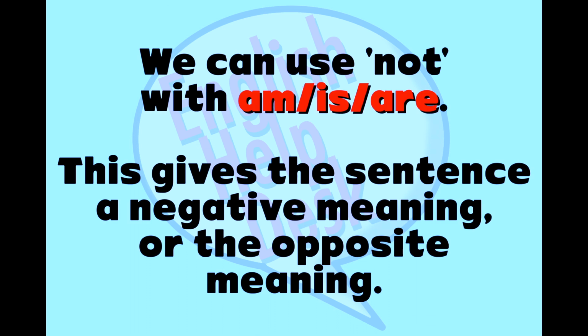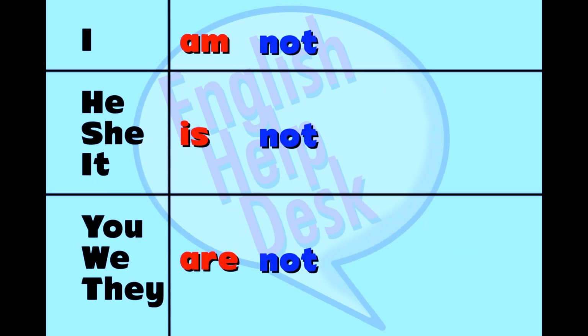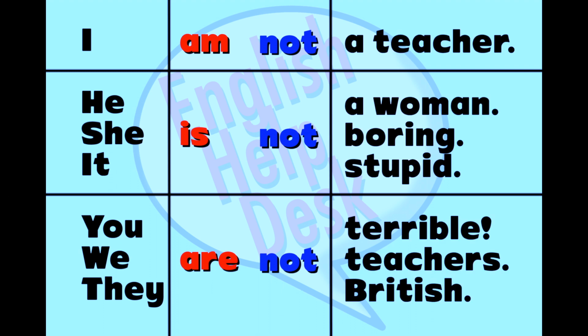We can use not with am, is, are. This gives the sentence a negative meaning, or the opposite meaning. I am not. He is not. She is not. It is not. You are not. We are not. They are not. I am not a teacher.